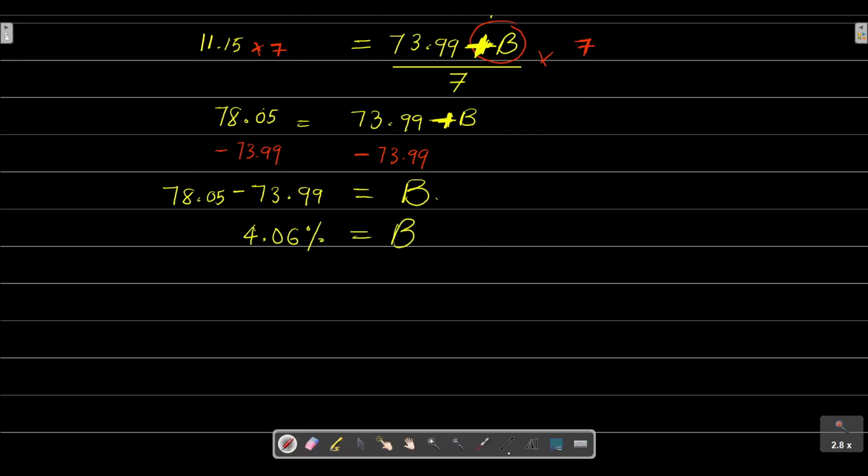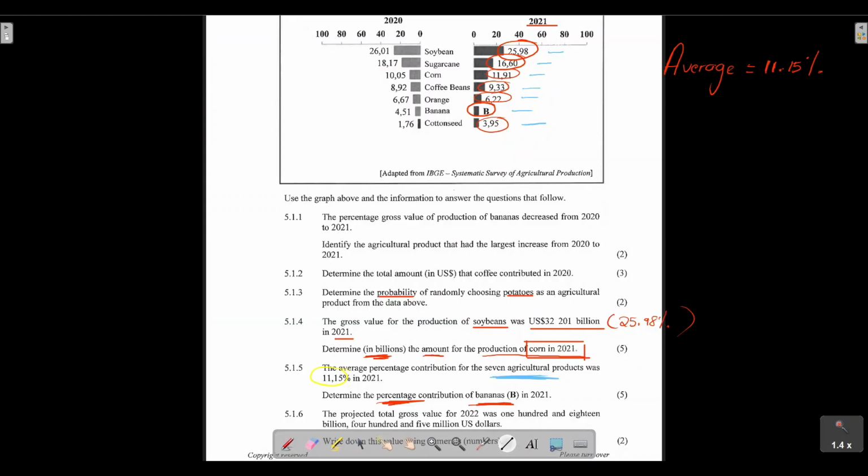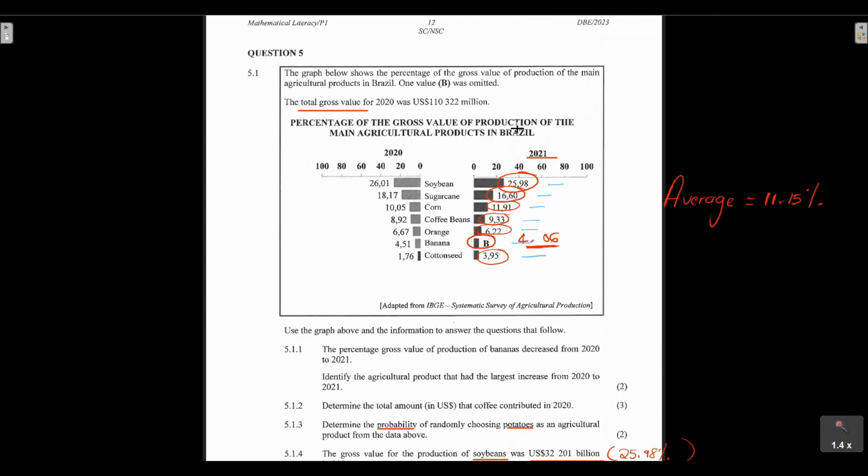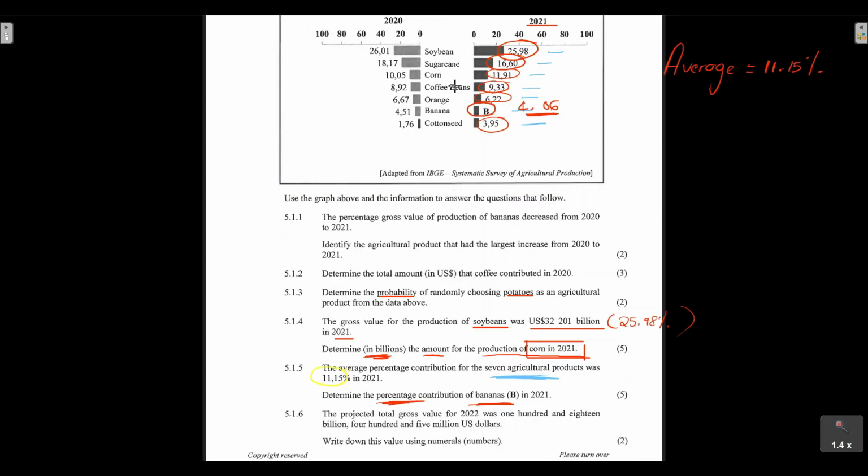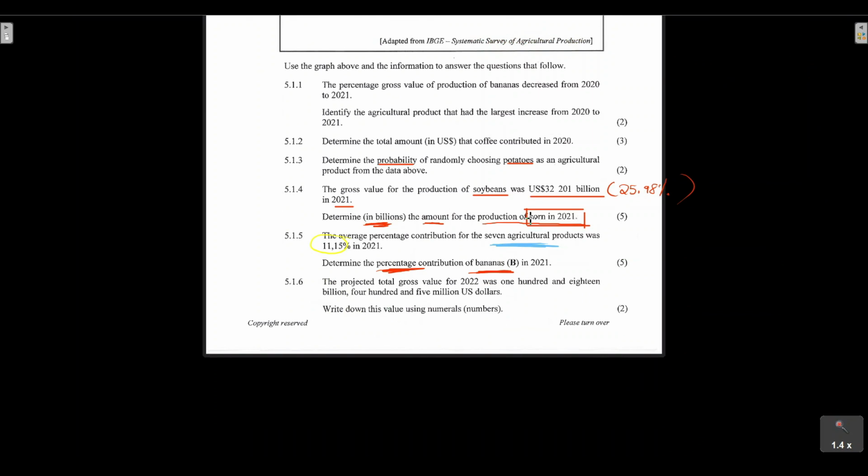So this is 4.06%, equal to B. That is what the value B is. Remember, that missing value B is actually equal to 4.06%, because we know that these bar graphs represent the percentages of the gross value of production, or the contributions that they've made.